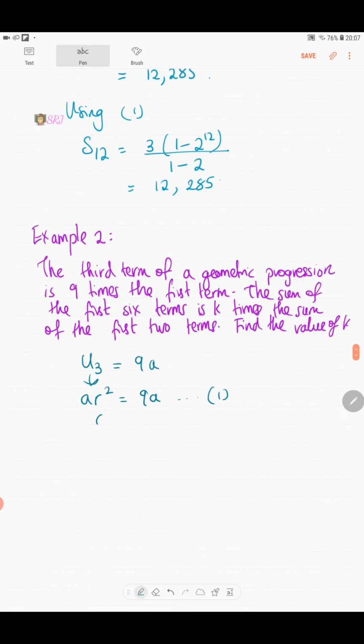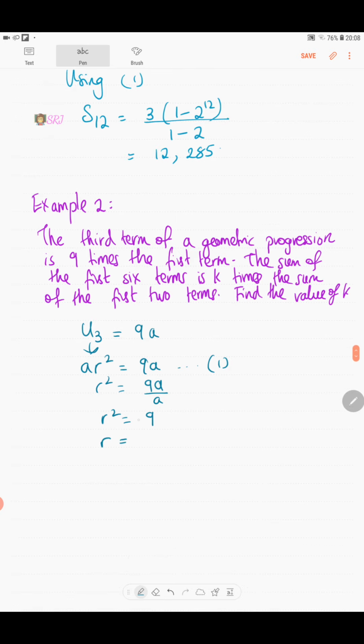From this, we obtain 9a divided by a. r square is equal to 9. So r, we take the square root of 9. We obtain plus or minus 3. So both answers are correct because the common ratio can be positive or negative.